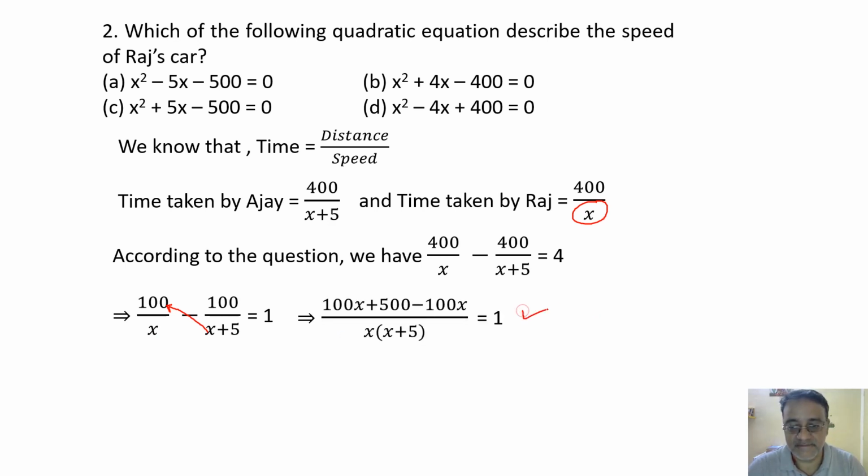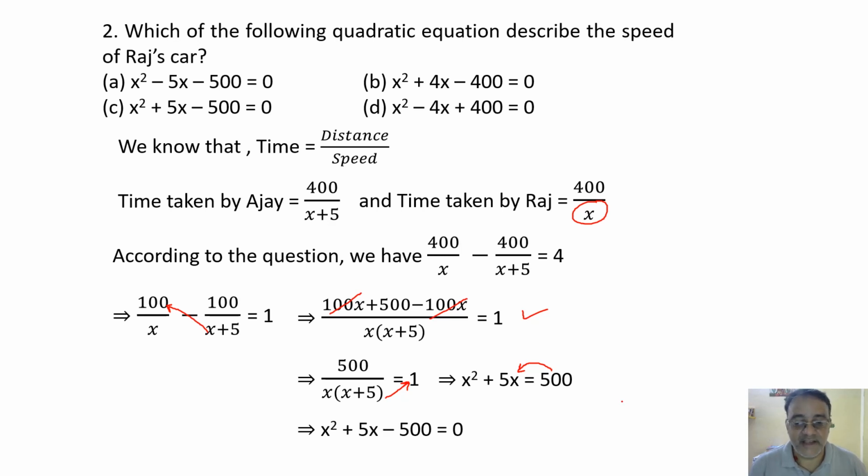This step is clear? Yes, sir. Okay. Now 100x will be subtracted, and we are getting 500 upon x square plus 5x, or x into x plus 5, is equal to 1. Now we'll cross multiply. So if we cross multiply, we are going to get x square plus 5x is equal to 500. Now shift 500 to this side, it will become minus. So we are getting quadratic equation as x square plus 5x minus 500 is equal to 0. So which option is the correct one? Option C. Yes, option C. Right. So now we are moving toward the next question.